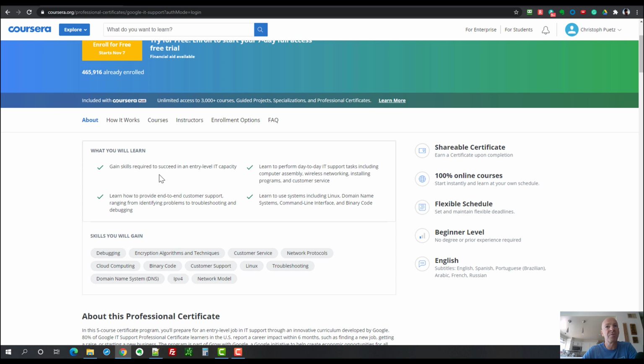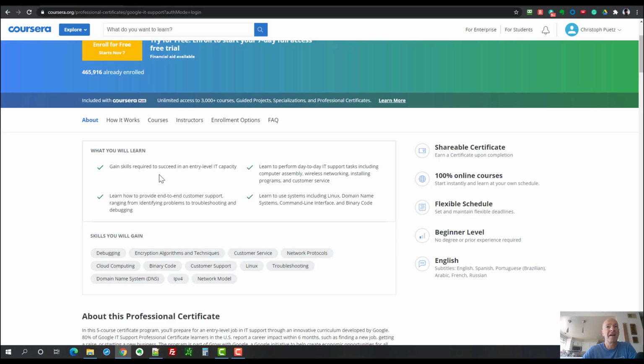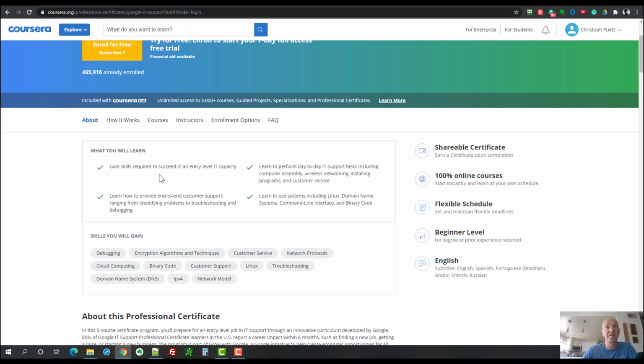You will learn to perform day-to-day IT tasks, and that's really the base support. So be it assembling a computer, troubleshooting wireless networking, installing programs, and of course, customer service. If you look at IT help desk, while there is a lot of technical work that needs to be done, customer service is really an important part, and it's becoming more and more important.